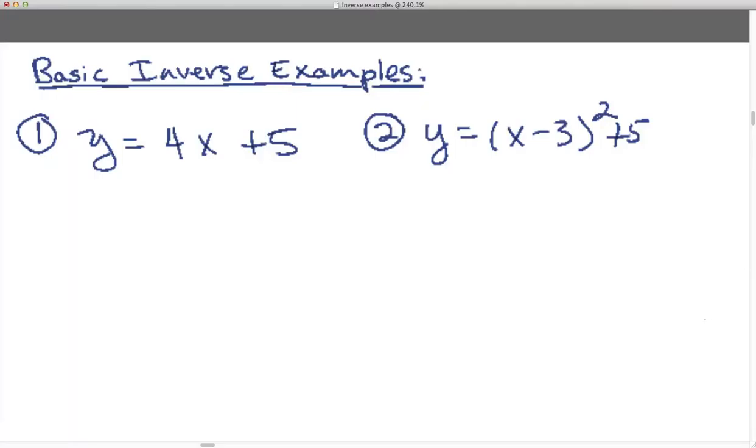Today we're going to be looking at a few basic examples of inverses and hopefully you can get the idea on how to work these. These aren't too bad. So let's look at this example first.